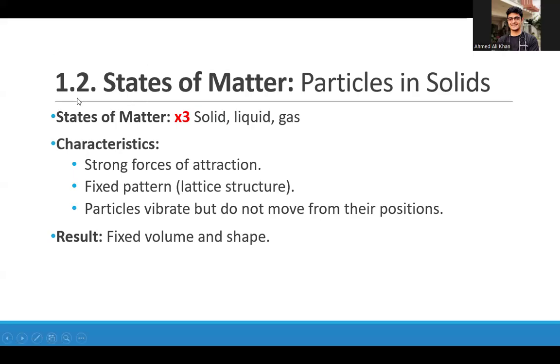अच्छा, now moving on to the next segment of our session, states of matter. States of matter. So कितनी states थी matter की? There are three states of matter: solids, liquids, and gases, right?